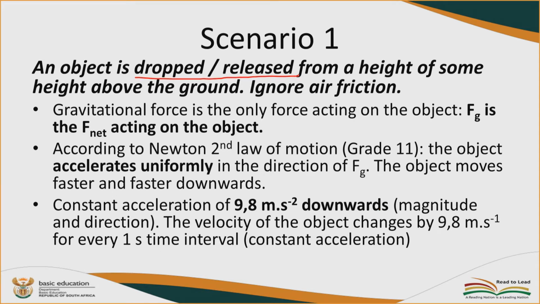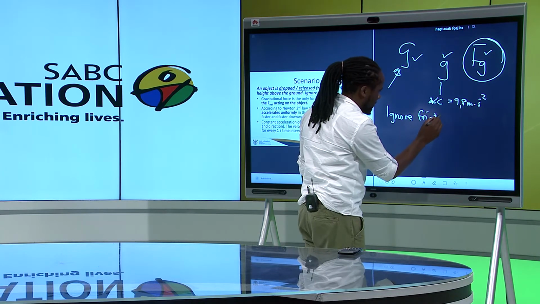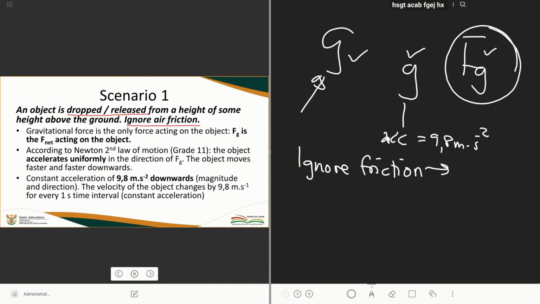So when you drop or release, literally you're holding on to an object, then you let go. Neither do you exert a force on it. You let go and gravity does the rest, okay? So this object is dropped or released from some height above the ground. Then we choose to ignore air friction, right? So the moment we say ignore friction, what does that mean? It means this object is undergoing free fall because gravity is the only force that acts on the object, right?